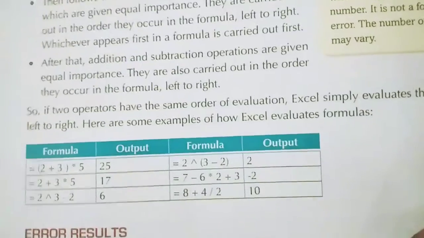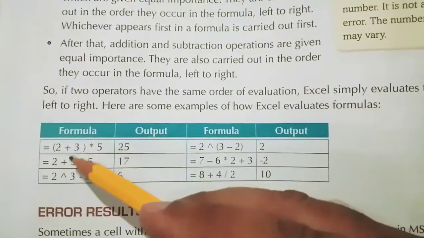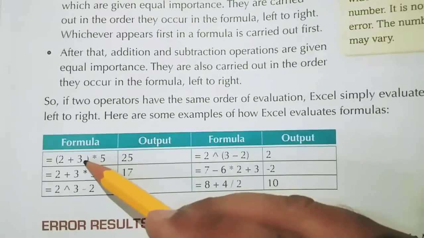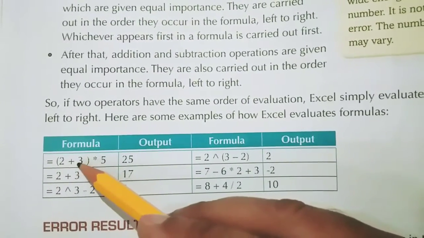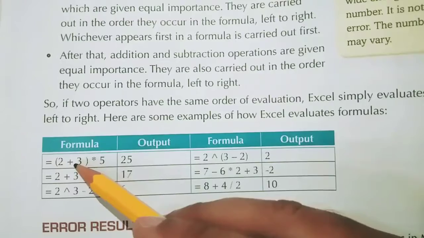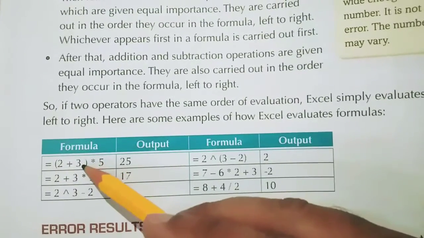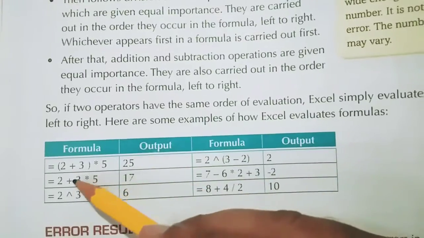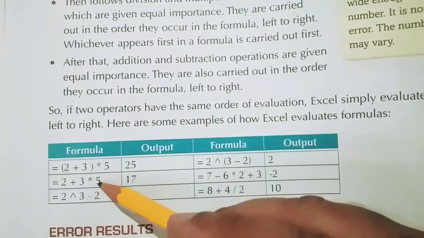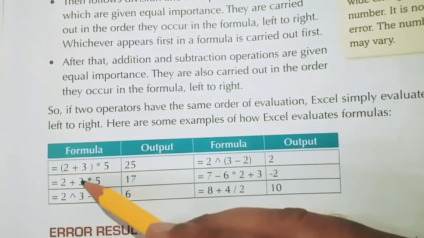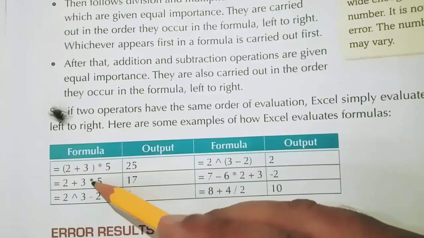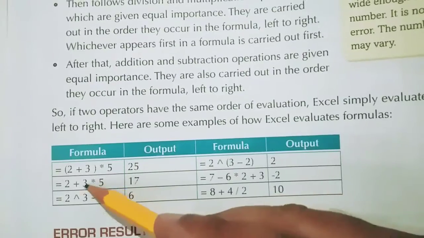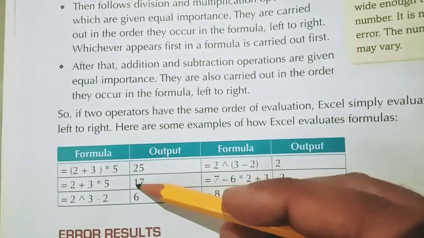Now see, here is one example: 2 plus 3 is inside the bracket, and then into 5. So what will you perform first? 2 plus 3, because it is inside the bracket, so 2 plus 3 is 5, and 5 into 5 is 25. Then here, 2 plus 3 multiplied by 5. What will you perform first, multiplication or addition? Obviously multiplication. 3 fives are 15, then 15 plus 2 will be 17, right?